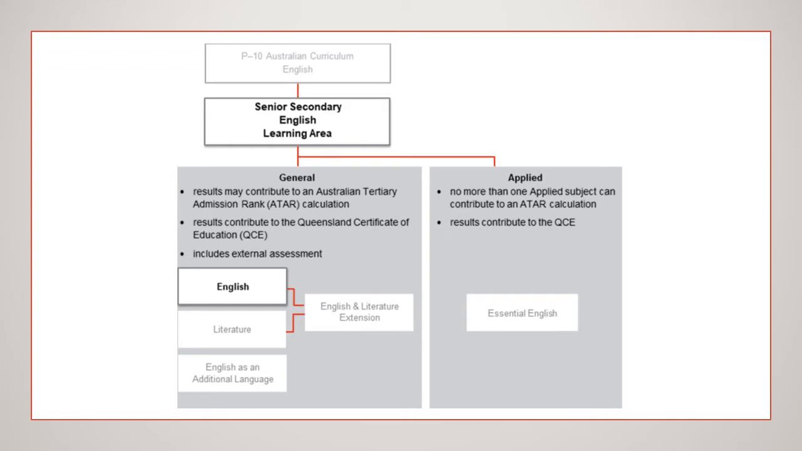General English and Literature have 4 units, and students need to achieve satisfactory results across all units to contribute to their QCE points and ATAR. Both courses include an external assessment. Essential English is the applied course. No more than one applied subject can contribute to an ATAR calculation. Results contribute to the QCE, and this is a 4-unit course as well, but there is no external assessment.